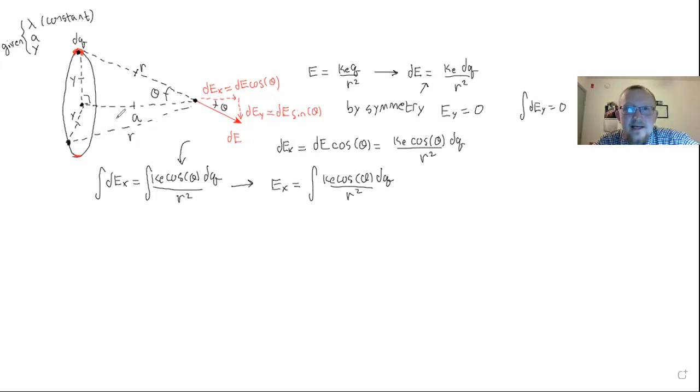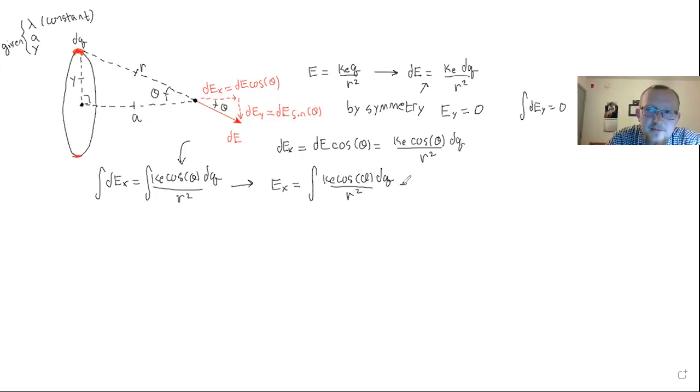And likewise, if r is constant and we know a and y stay the same, then this angle theta should be constant as well. So for those reasons, this integral becomes really nice at this point.